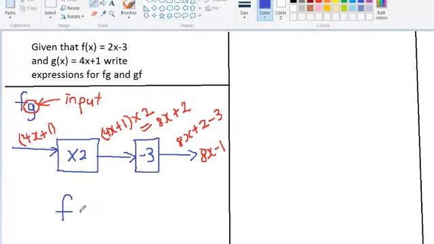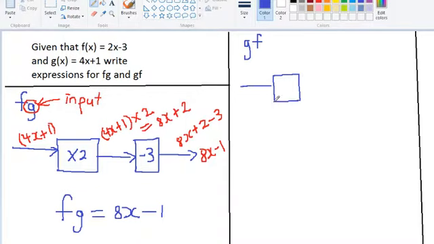So therefore, fg is equal to 8x subtract 1. Moving on to g of f now, we have to construct the number machine for the function g. Okay, so that's what we're going to do now.